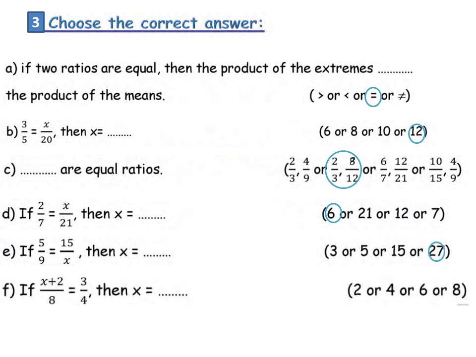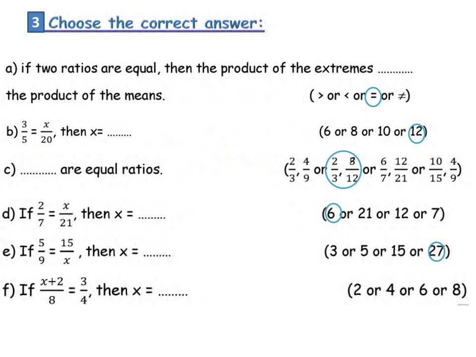Letter F, if x plus 2 over 8 equals 3 over 4, what is the value of x? Firstly, as we know that x plus 2 over 8 equals 3 over 4, these are four proportional quantities, so we will deduce that 8 became 4. What happened? We divided 8 by 2. So we will divide the up, divided by 2 to be 3. So x plus 2 must be 6. Why? Because if I divide 6 by 2, it will be 3.